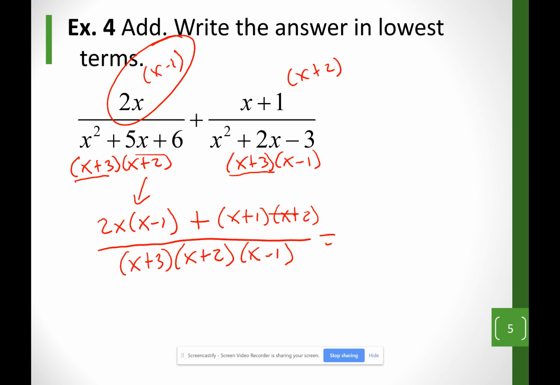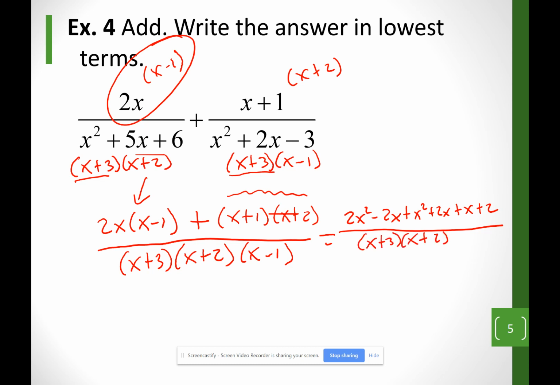Let me get rid of parentheses here. I have 2x squared minus 2x. Let me get rid of parentheses here. I'm going to distribute the x first, the x from the first parentheses. So I have x squared plus 2x. Now I'm going to distribute the 1 from the first parentheses to the second parentheses. So I have plus x plus 2. At the bottom, I'm not going to combine anything. I just have x plus 3, x plus 2, x minus 1. Right? I'm not going to combine anything.